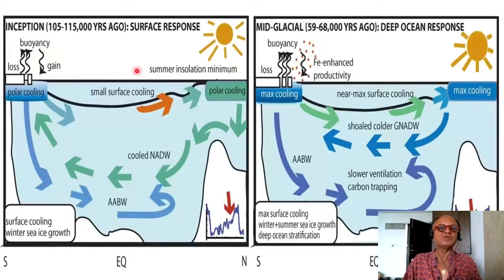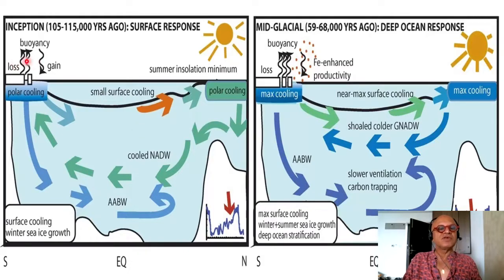What happens in the ocean? It's important to understand because ocean feedbacks would affect the coupled climate, rainfall distribution, ITCZ, and hence vegetation and human migrations and so on as well. So if you look at the inception of the glacier 105 to 115,000 years ago, without using the corresponding marine isotope stage numbers, the surface response would be that there is polar cooling in both places, which would affect the deep water formation and the bottom water formation, which would affect the cells that we talked about before.